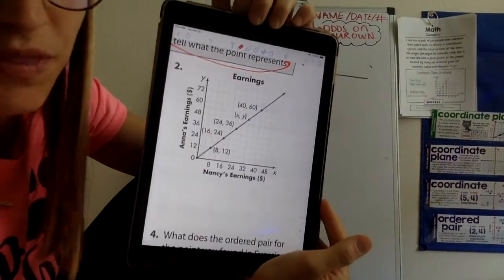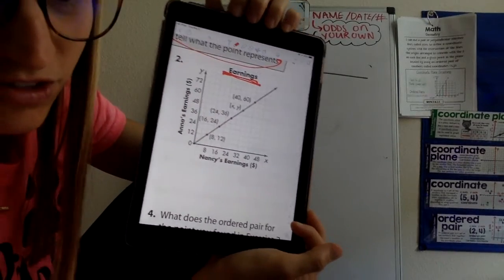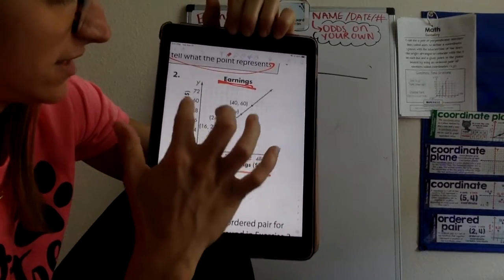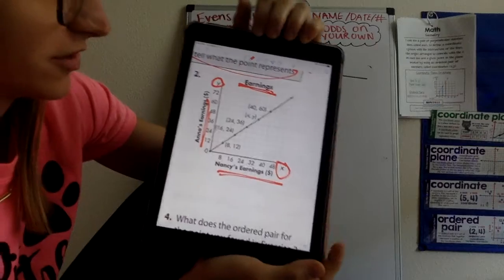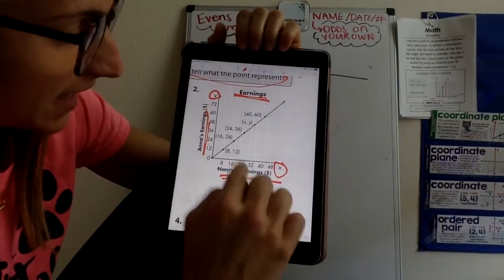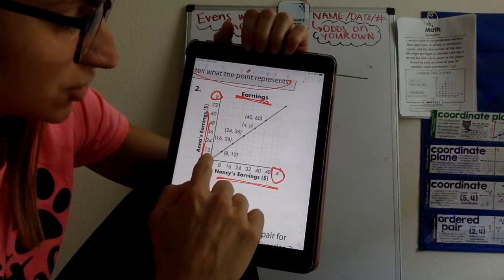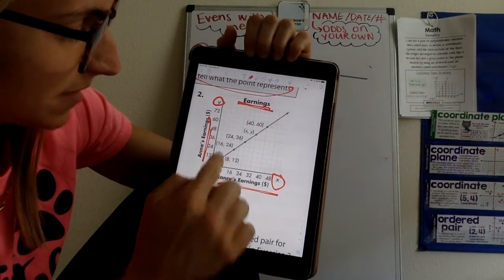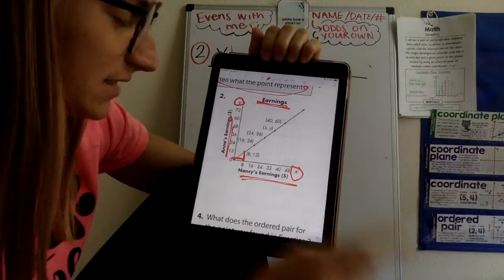Let's continue for number 2. First, we're going to check out that title. It says earnings. Now, there's 2 other titles. Did you find them? There's a title for the x-axis, and there's a title for the y-axis, and those are super, super important. So earnings, that has to do with some money, some ka-ching-ching. So let's check it out. Nancy's earnings, so if we start at the OG, every time that she made $8, Anna's earnings, she made $12. Well, good for you, Anna. Nancy, you need to step it up.